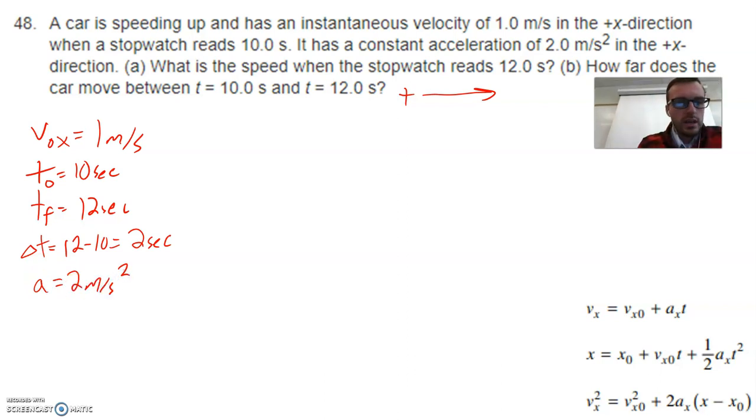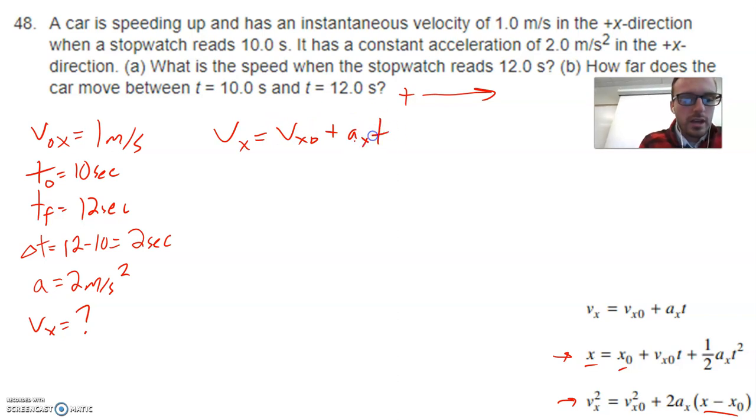The first question says, what is the speed when the stopwatch reads 12 seconds? Now remember the enlightenment moment: sometimes what you don't know tells you more than what you do know. We're looking to solve for this Vx, and we don't know anything about the distance. So as I choose my equation, I'm going to avoid anything that has x in it, which would be this one and this one. You see it has x initial, so does this one. I'm going to avoid those because I don't know them. What I do know is that I don't know x, so I'm going to pick this equation right here, Vx equals V initial x plus ax times t.